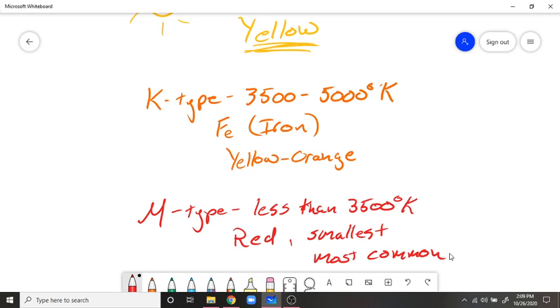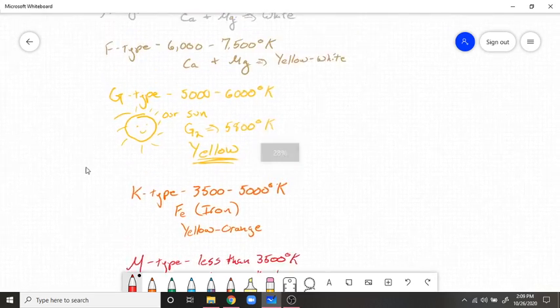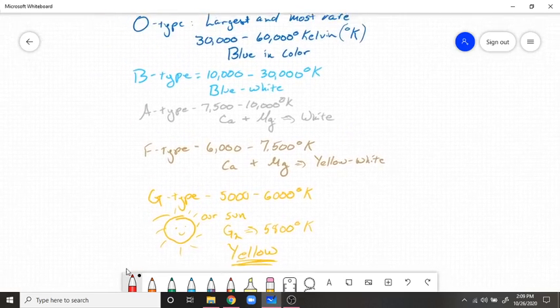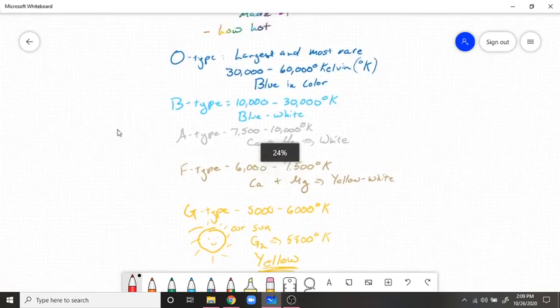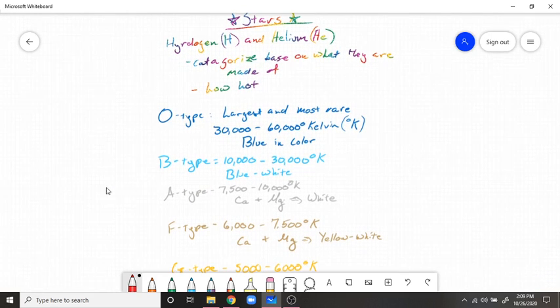In addition to our page on the types of stars, I want you to include the handout that I gave you on the life cycle of stars in your notebooks.